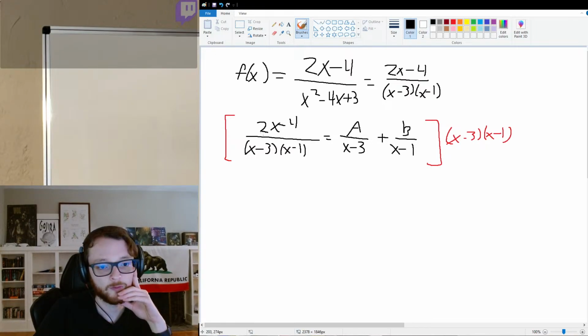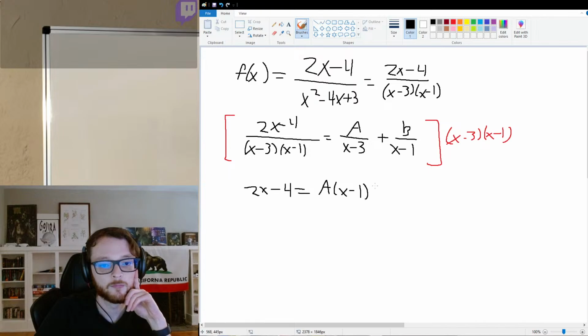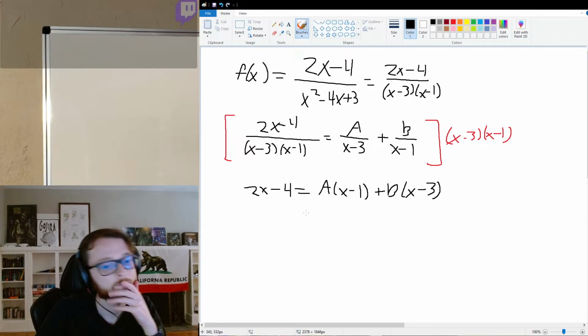So over here on the left, this thing cancels entirely with the x minus 3 times x minus 1, so we only get 2x minus 4. Over here with A, the x minus 3 cancels with the x minus 3. The x minus 1 stays there, though, so we have to include that. And then for the B, the x minus 1 cancels with the x minus 1, so we just have the x minus 3 to deal with. As far as partial fractions go, this is about as nice of a situation as they could give us, because it could have been a lot more work.